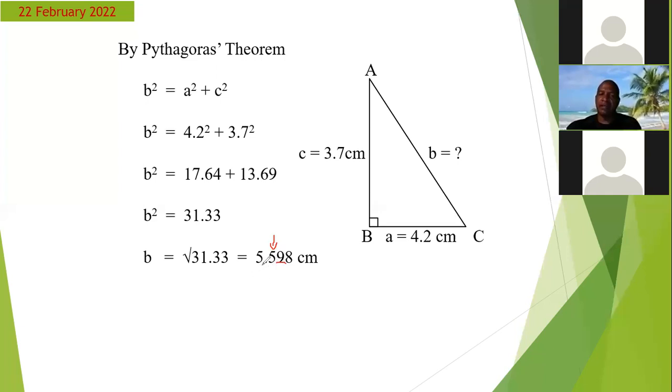So 9 is greater than 5. That means you have to add 1 to this 5. And so if you round this off to 1 decimal place, you will get 5.6. And as I said, because you're working with values in the question of 1 decimal place, your answer should be given in 1 decimal place. So this would be 5.6 centimeters. So B here would be equal to 5.6 centimeters. Is that clear for everybody?